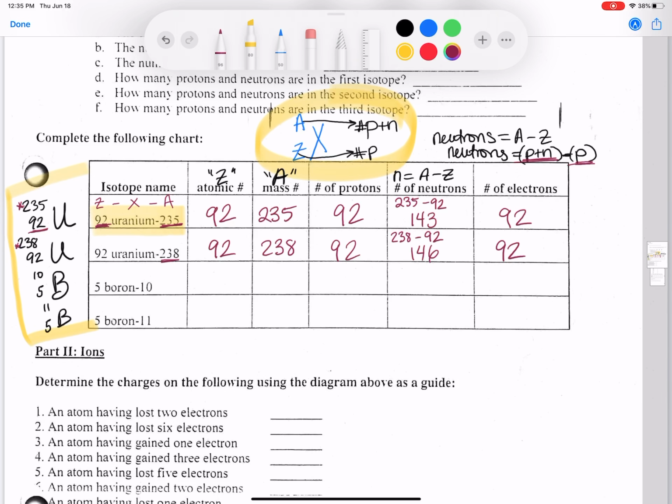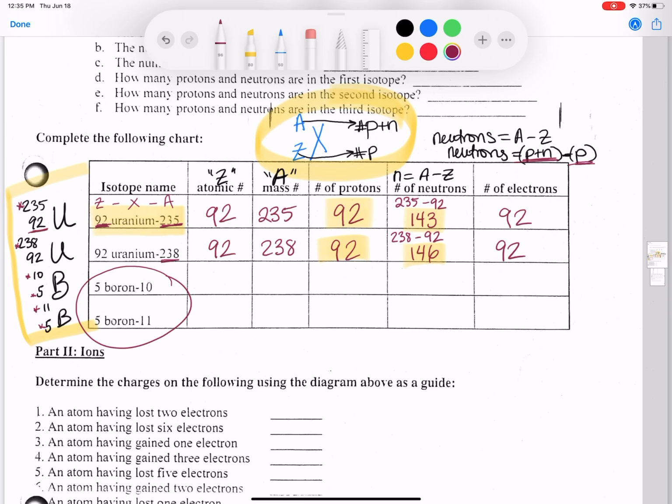So notice here that your number of protons is the same because you're the same element, but your number of neutrons is what makes you different. That's what makes you an isotope. So let's look now at boron. Boron will always have 5 protons. But as isotopes, two common isotopes of boron are boron 10 and boron 11.